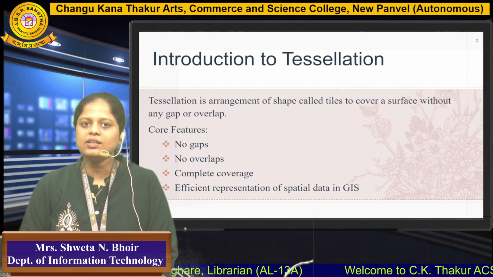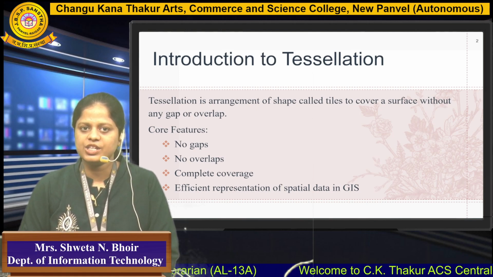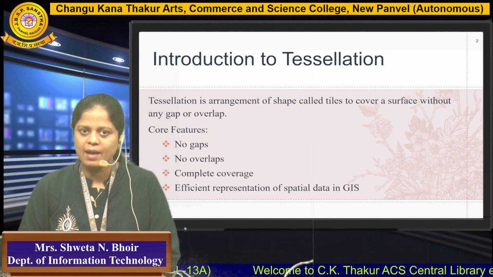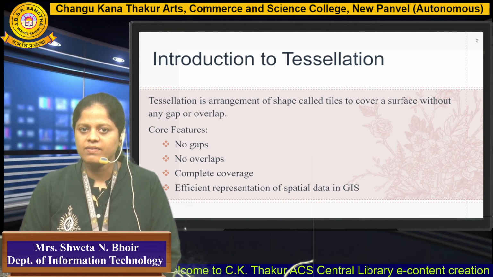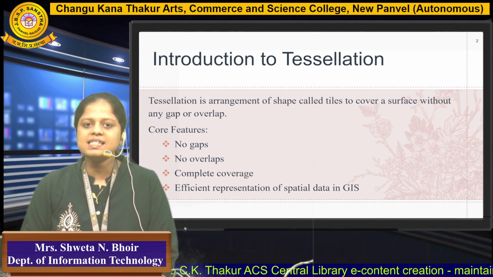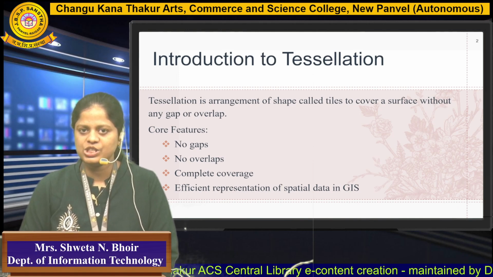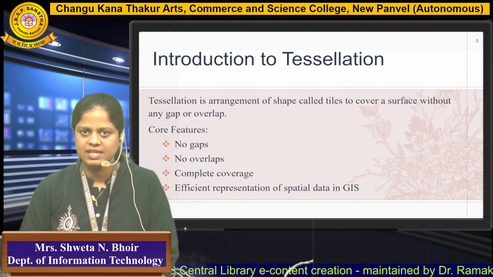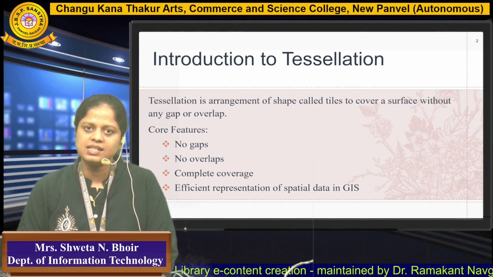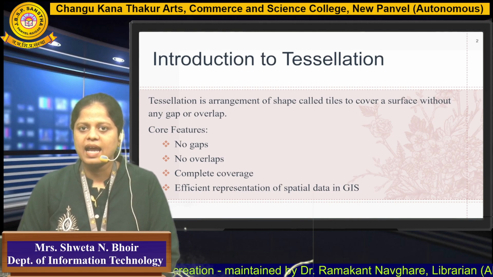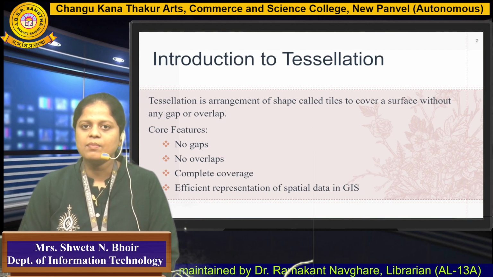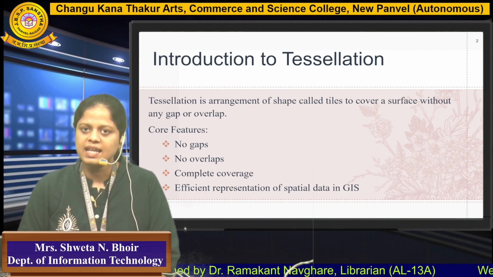So what are the core features of the tessellation? There should not be any gap, no overlaps between the tessellation, complete coverage of the area, and it has an efficient representation of the spatial data in the GIS. So basically, it is a shape or area of any random valley, mountain, or any land surface.